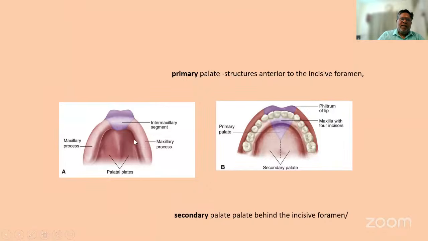Primary palate is the palate which is anterior to the incisive foramen. Here you can see, and secondary palate is the palate which is posterior to the incisive foramen. And here there is a hard palate, soft palate, etc. Whereas anteriorly you have the primary palate and the upper four incisors. All these violet areas are called the premaxillae.